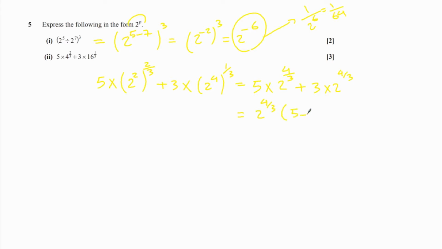So that would be basically 5 plus 3, which is 8, times 2 to the power of 4 over 3. But 8 itself is 2 to the power of 3, times 2 to the power of 4 over 3. And this would be 2 to the power of 3 plus 4 over 3. Is that right? Because this is again indices, we need to add them together. 3 itself is 9 over 3, so this would be 13 over 3. 2 to the power of 13 over 3. So our P for the second part is 13 over 3.